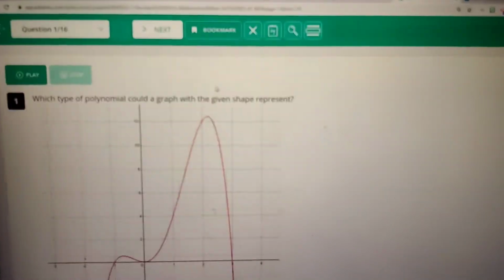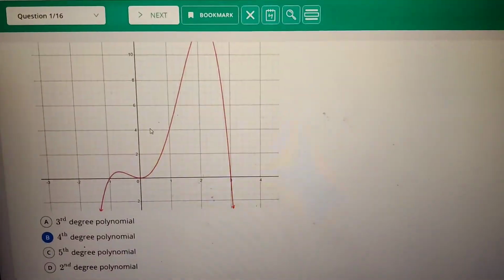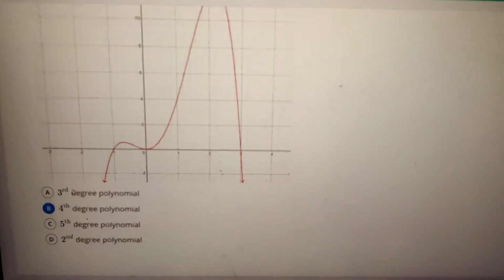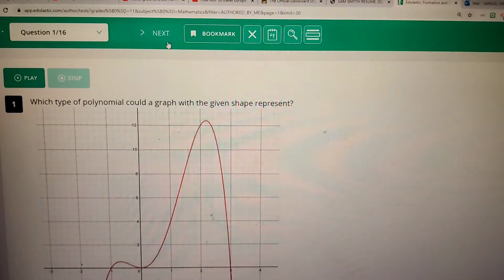All right, so that one was pretty easy. And remember, guys, it is not enough just to put the answer. I need a good explanation of why it is the right answer from what I just said.